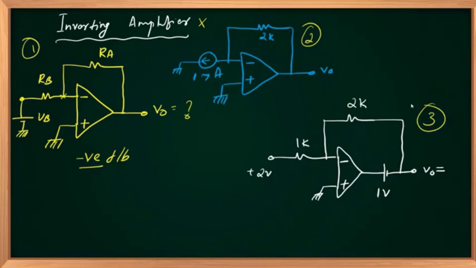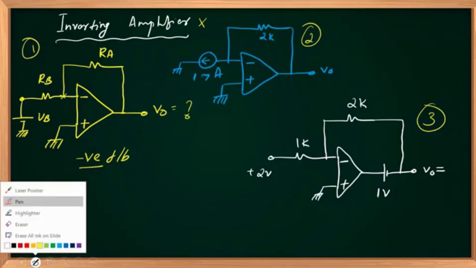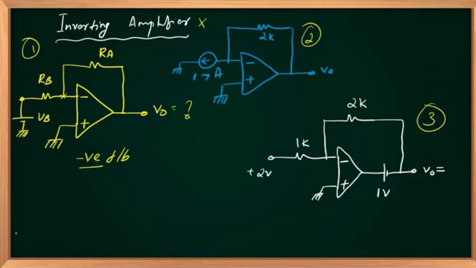Inverting amp. Everybody knows the output of this inverting amp. What is that? V out equal to minus the resistance RA upon the input resistance RB multiplied by this voltage. How much is that voltage with respect to ground? V. So output is nothing but minus RA upon RB times V.